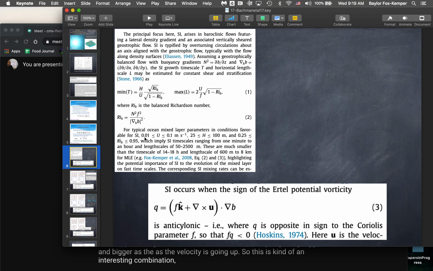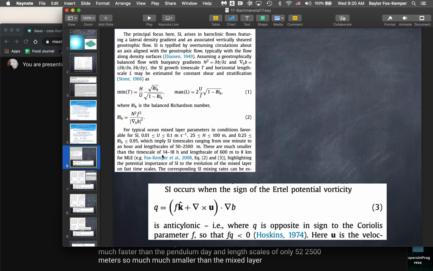But if we plug in some typical scales for U between 1 centimeter a second and 10 centimeters a second, the mixed layer depth between, say, 25 and 100 meters, and the Richardson number in that range between 1/4 and just below 1, which is kind of the sweet spot for SI, the SI time scale ranged from 1 minute to an hour, so really fast, faster than you might expect for something that has to do with the Coriolis parameter, much faster than the pendulum day, and length scales of only 50 to 2,500 meters, so much smaller than the mixed layer eddies.